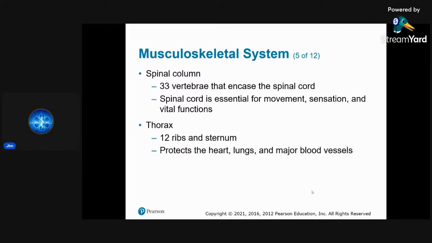And here we go. The thoracic has 12 ribs and sternum. It protects the heart, lungs, and major blood vessels. Major blood vessels would be your aorta for your artery, and your 2 vena cavas. You have a superior, which we learned last class. Superior means up, so it's the upper or the higher one. And the inferior vena cava is coming from your lower body, your lower extremities.